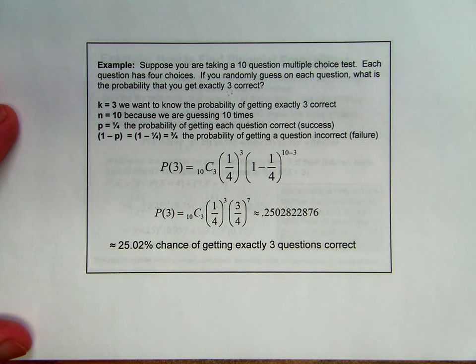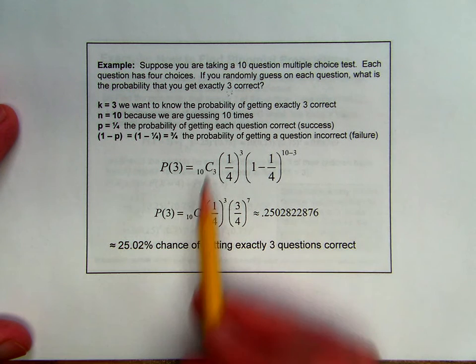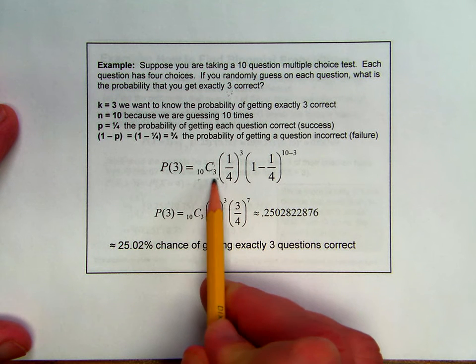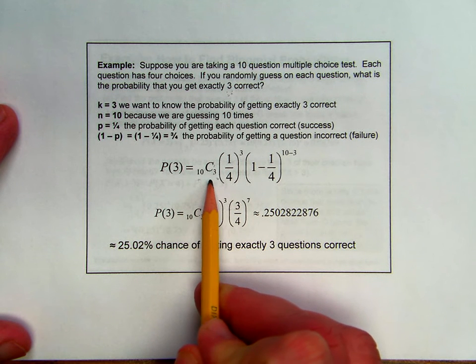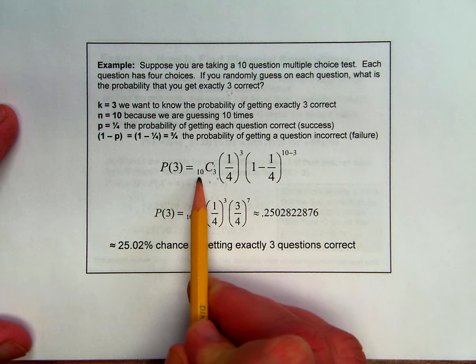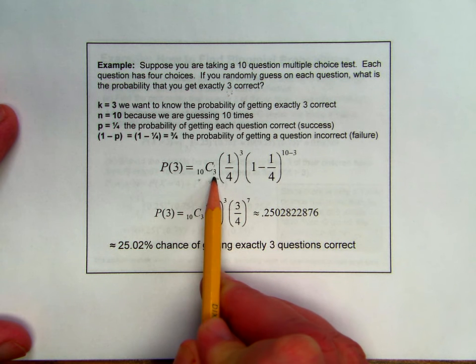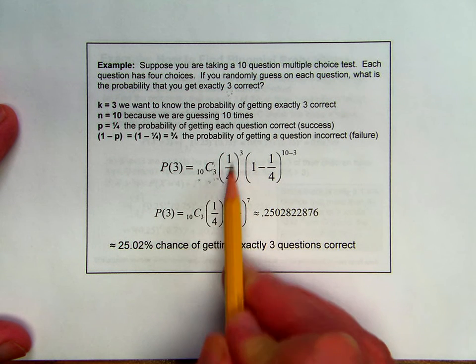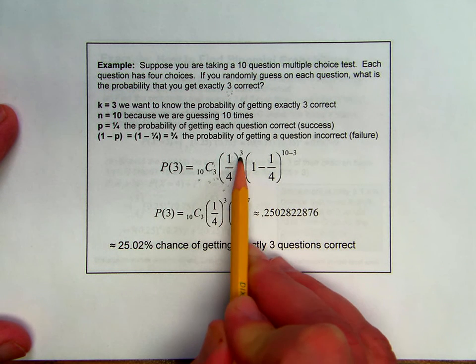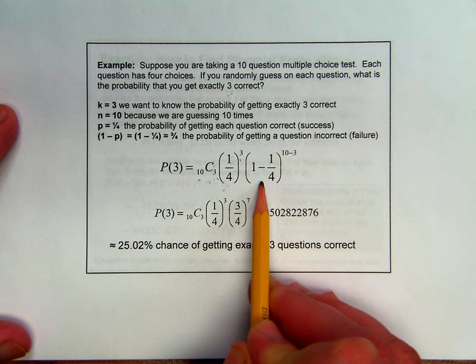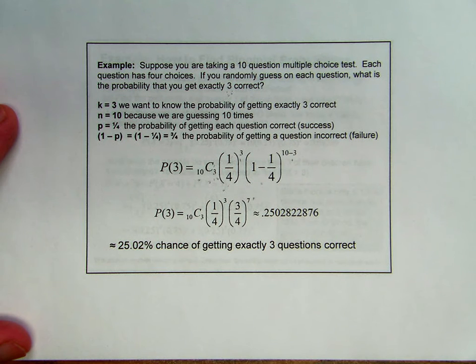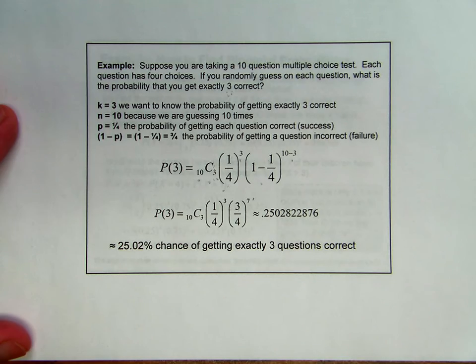So plugging that information into the formula, nCk. That's the same combination that we started off the class with. So, number of trials 10, interested in 3 successes. There's a 1 out of 4 chance of success. We want 3 of them. A 3 out of 4 chance of failure. We want 7 of them. So there's about a 25% chance of getting exactly 3 questions correct.